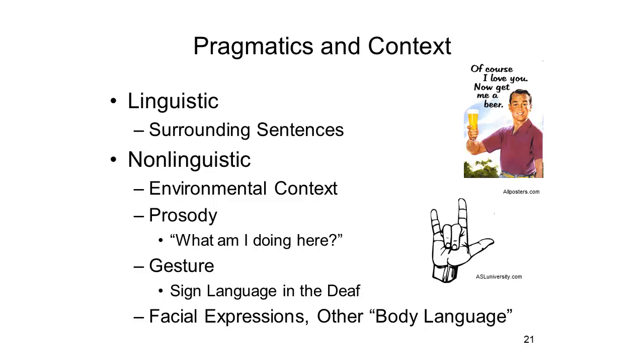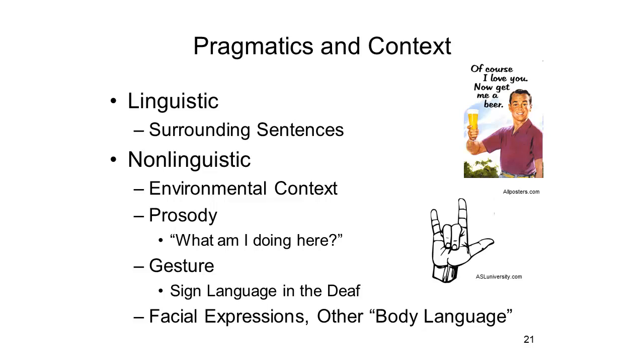Consider the following sentences. What am I doing here? What am I doing here? What am I doing here? What am I doing here? What am I doing here? In each instance, the words are the same. The surface structure is the same, but the meanings are entirely different. The meanings are given by the way the words are spoken, not by the way they are strung together.